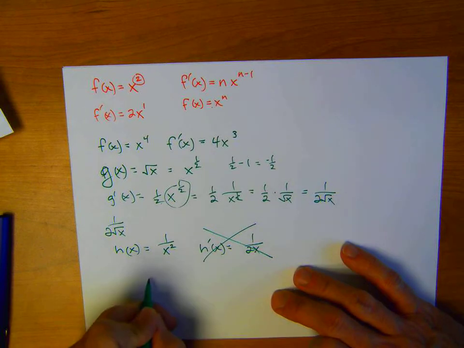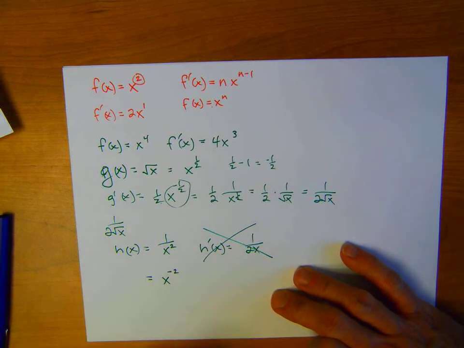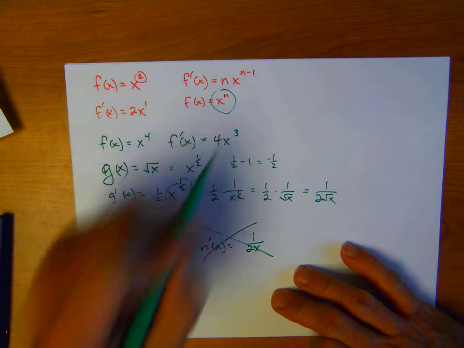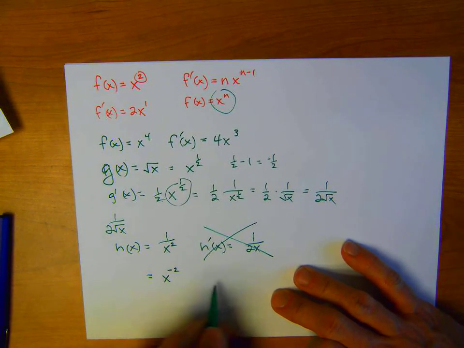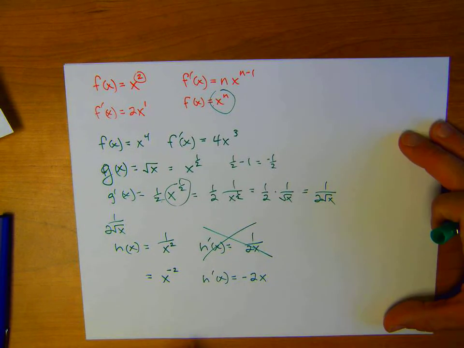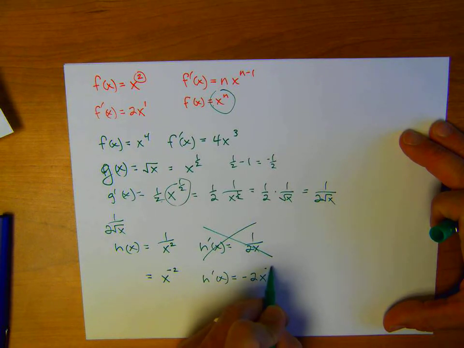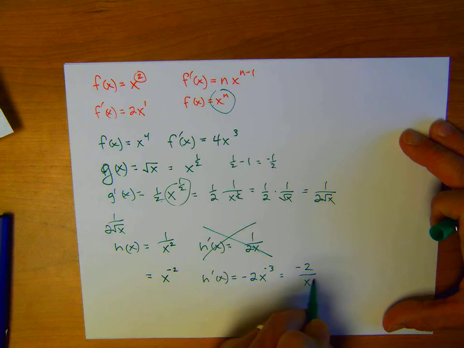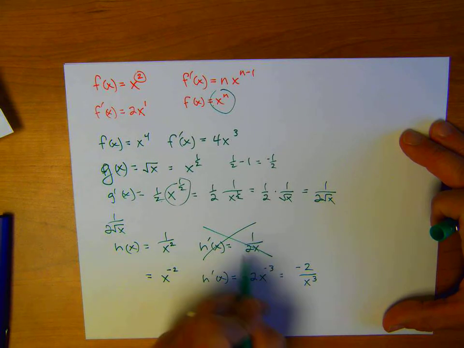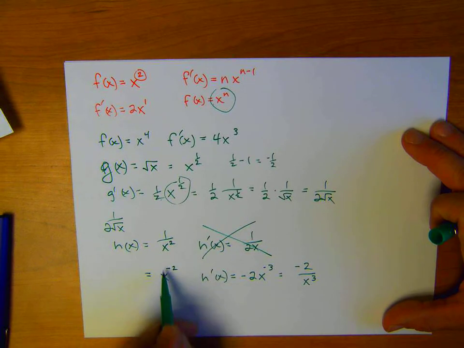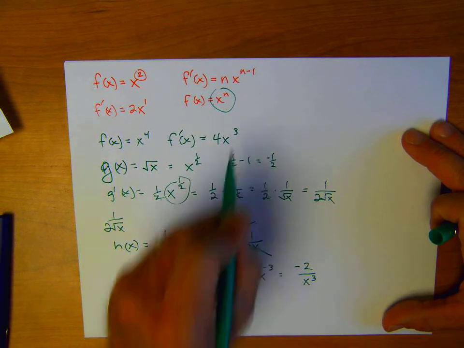What we need to do is rewrite this as x to the negative 2. If we do that, now we can use the power rule because now we have something of this form. So now h prime would be negative 2x, and this is where you've got to be careful with your negative numbers. Negative 2 minus 1 is negative 3. And if you like, you could rewrite that as negative 2 over x cubed. Notice that is not anything like 1 over 2x. Don't do that. Rewrite x with a negative power and then use the power rule.